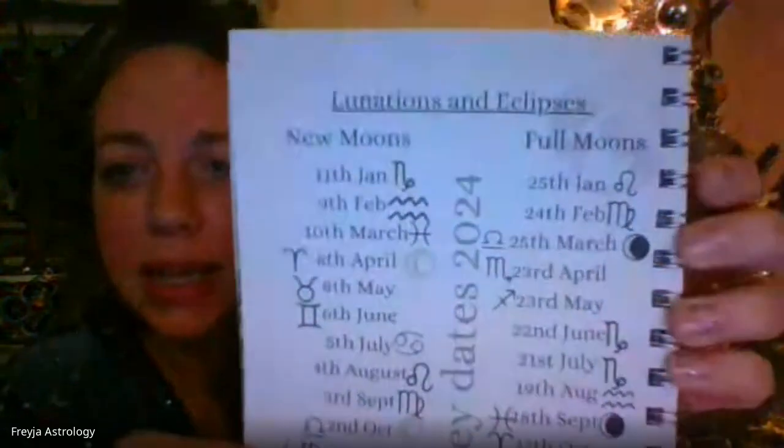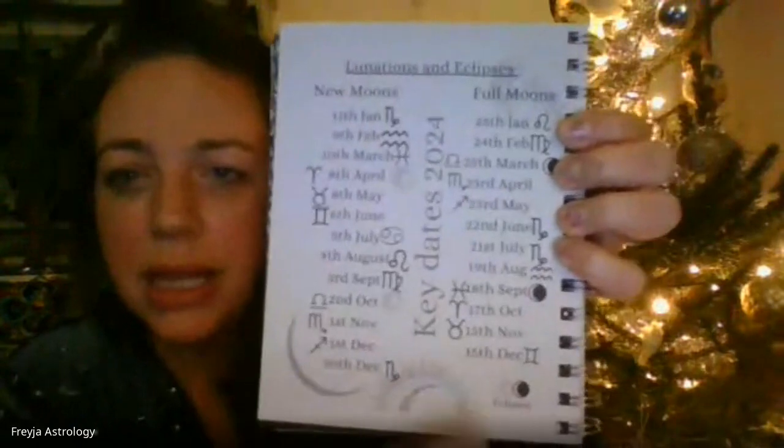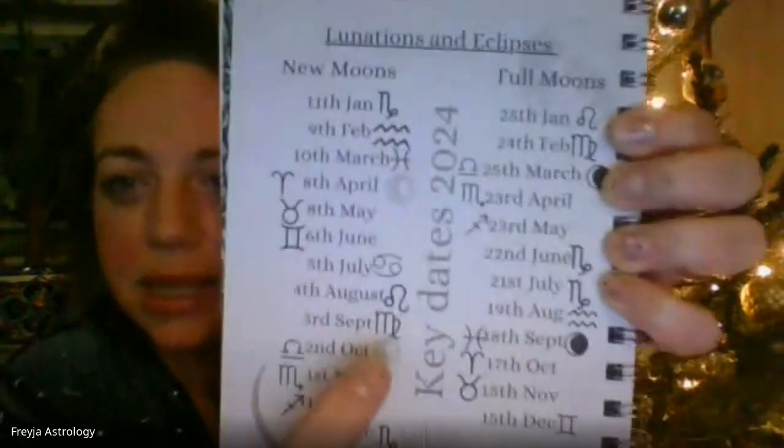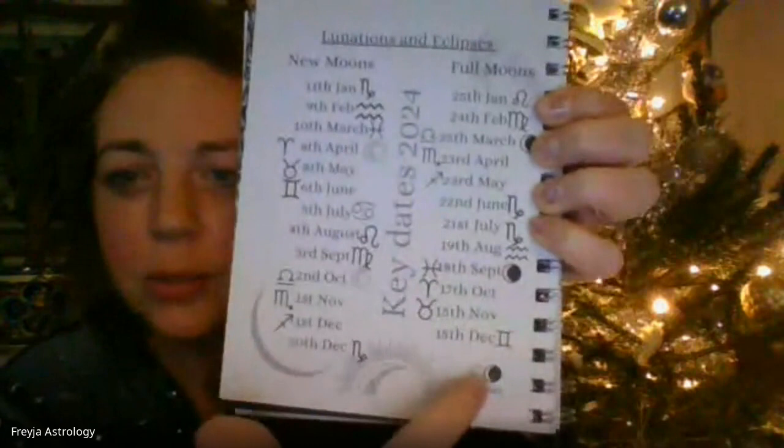So that is the cross-quarter days and the solstices. Let's move into this page that's got the lunations and the eclipses on it, so all of the new moons and full moons for the whole year ahead. The new moon eclipses are these symbols here, and the full moon eclipses are these symbols here. We've got 3 full moon eclipses next year, so lunar eclipses, and 2 new moon solar eclipses next year.